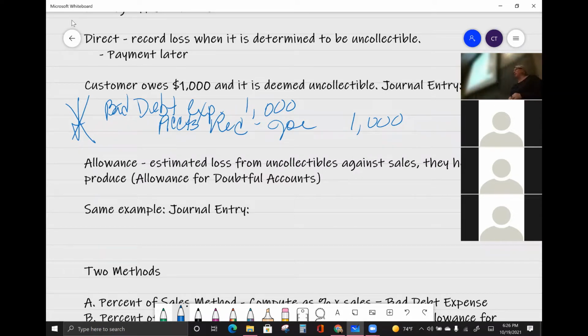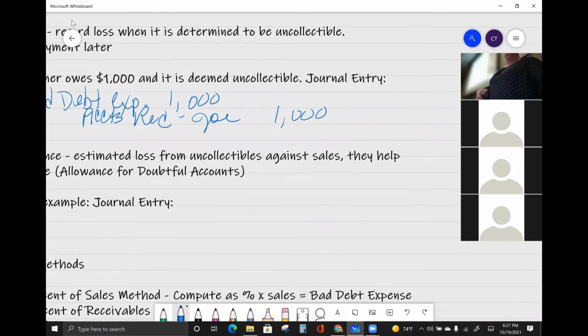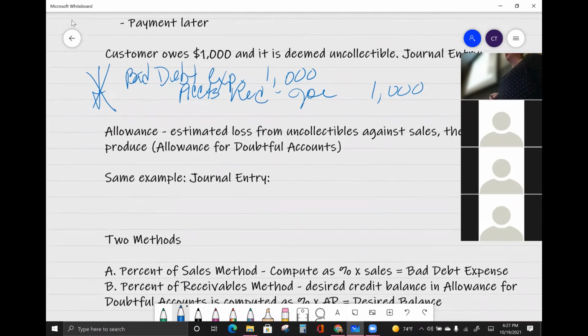Okay, so let's look at the allowance method. The allowance method is a little bit different. Remember I said this is an estimated amount that we're gonna set up. So it's an estimated loss from uncollectibles against sales. So I can determine a percentage of my sales that I'm gonna deem uncollectible, and then produce that allowance for doubtful accounts. That's one way. There's also another way, which is looking at a percent of my accounts receivable.